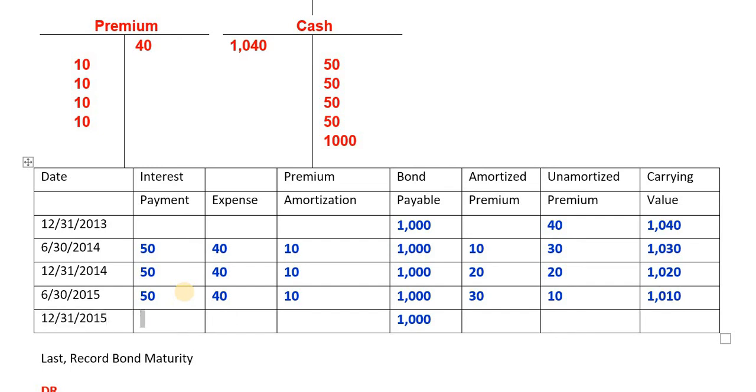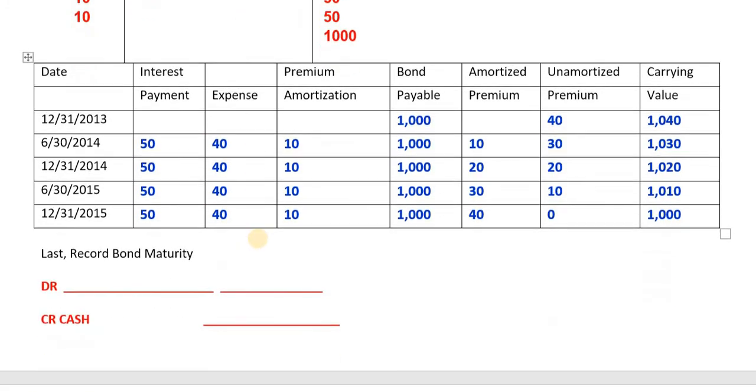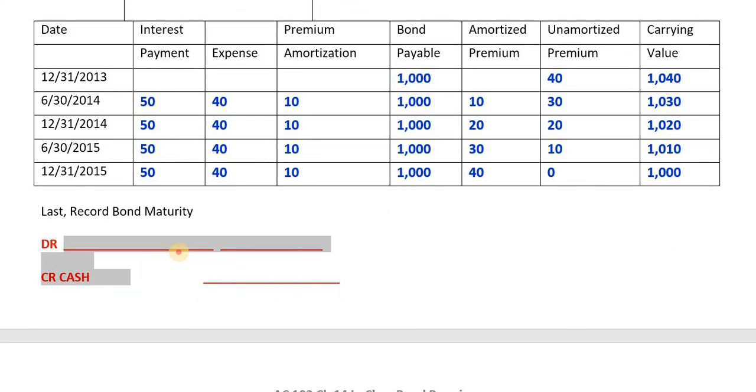Lastly, December 31st, another check for $50 you get. Amortized $10 worth of premium. Interest expense was $40. We've now amortized all $40 worth of premium. We have nothing left to go, and our carrying value is down to $1,000. Bond is gone. All we have to do is get it off the books.